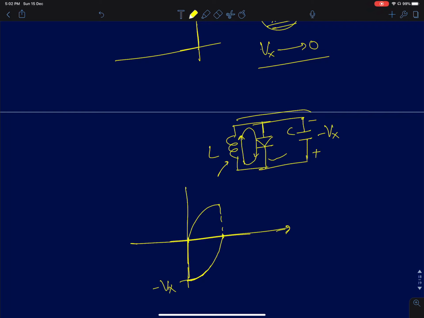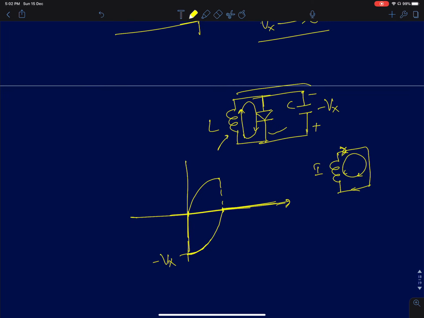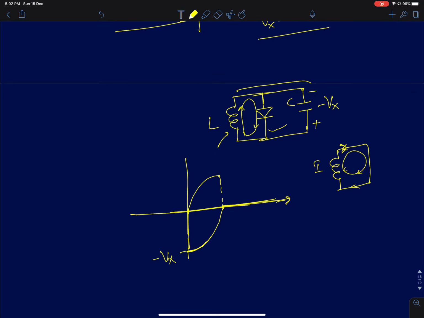Now you should understand the voltage across the diode is 0. The current is also finite, so there are no losses across the diode. The circuit will then reduce to simply a circuit like this. The inductor will now keep carrying this current indefinitely, and the voltage across the capacitor will come to 0. The capacitor will no longer store any voltage. It had initially a voltage of minus Vx, but now it has come to 0, and all that energy is now stored in the inductor as current.